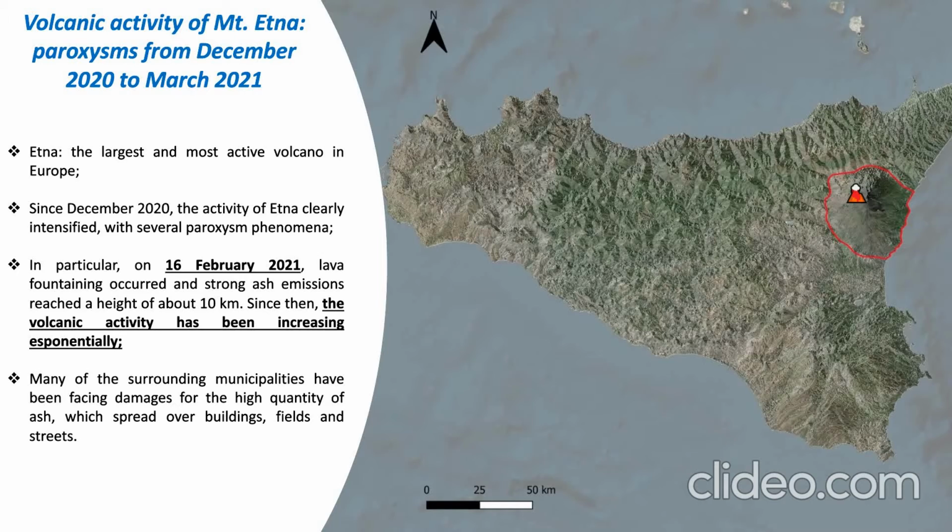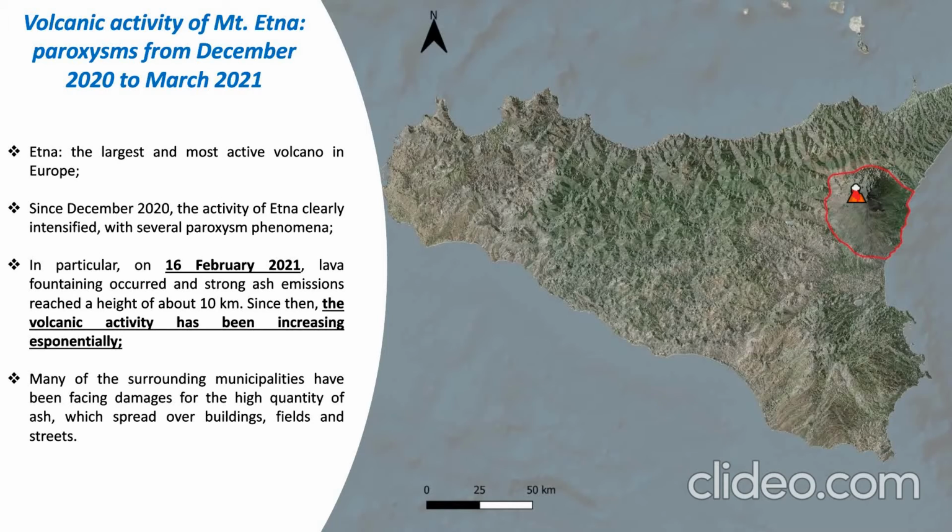So, Etna, as you will know, is one of the most, actually it's the most active volcano in Europe. And since last December this year, the activity increased a lot, especially with several paroxysm phenomena. So, I took the 16 February event where there was a lot of emissions and ash emissions and also lava fountaining.